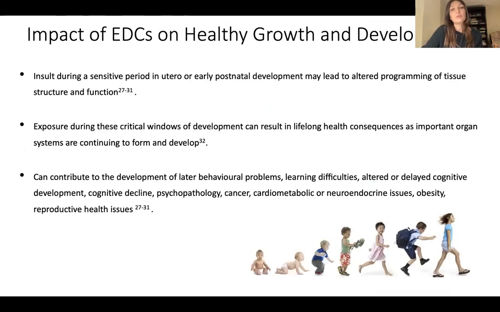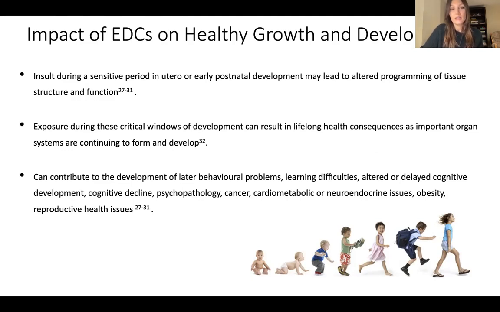The impact of endocrine disruptors on healthy growth and development. We know that an insult during a sensitive period during development may lead to altered programming or tissue structure and function. This can be permanent if these exposures are during critical windows of development, such as during pregnancy or during early infancy. So exposure during these critical windows can result in lifelong health consequences because important organ systems are still developing, the brain is still developing, and they're very susceptible to disturbance by these endocrine disruptors.